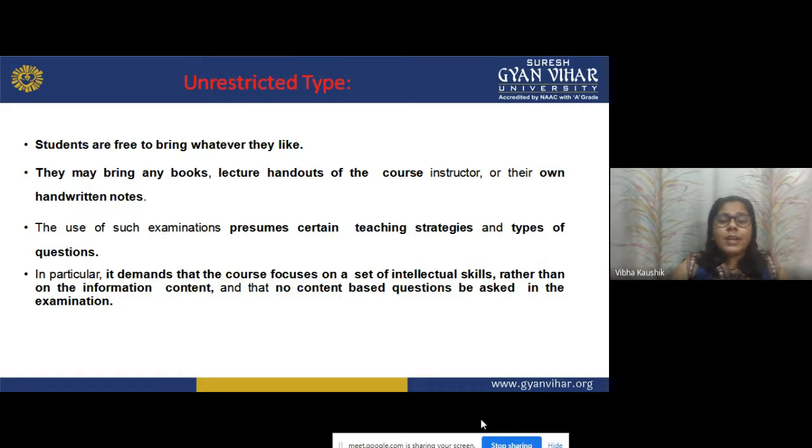And type of questions, and these can be the different type of questions that can be framed at the open book exam. In particular, it demands that the course focus on a set of intellectual skills, means we are focusing on the intellectual skills of the learner rather than on the information content, rather than what type of information the learners have, and that no content based questions be asked in the examination.